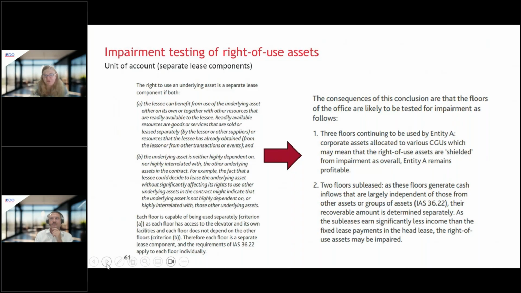Correct. And Kevin, we saw a number of these during COVID where people reduced floor space. And if we set up the floors as separate units of account and they then get rid of certain floors, it was a much easier exercise than now trying to work it out and consider impairment implications. So I think this unit of account up front is really important and shouldn't be overlooked.